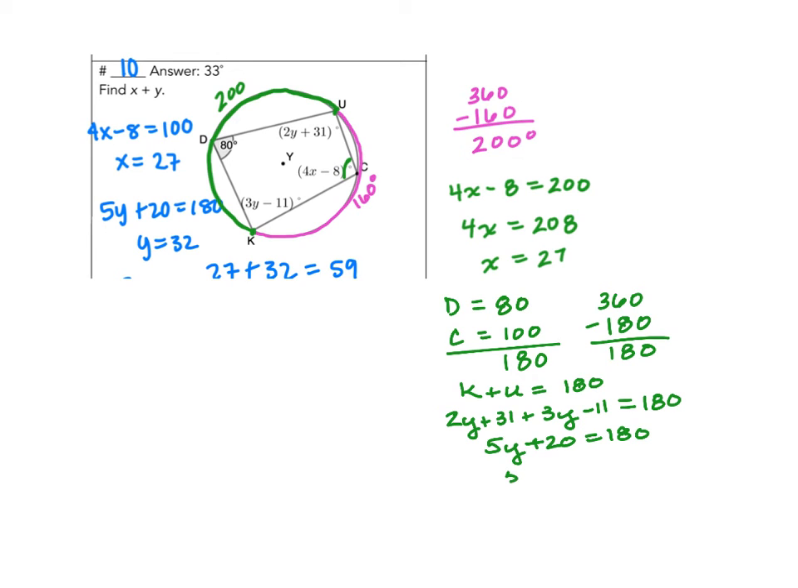And if he subtracts 20, he gets that 5y is equal to 160. And if he divides by 5 on both sides, he gets that y is equal to 32. The problem asks you to find the value of x plus y, so we can do that now. We can say that x plus y is going to be equal to, well, we know now that x is 27 and y is 32. And so if I add those together, I get 59, and that's where he got his answer.